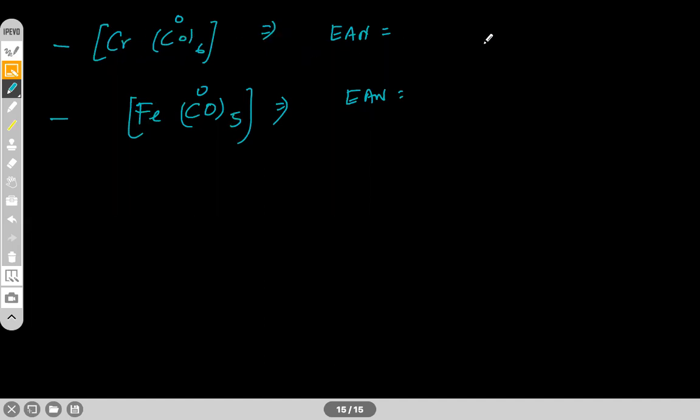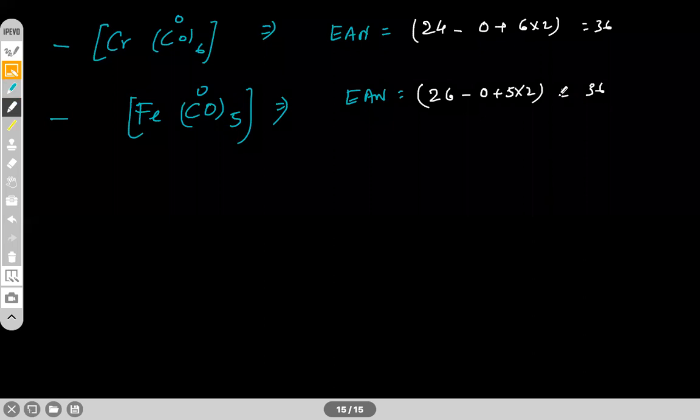24 plus 12, 36. So for this one, the value is 24 minus 0 plus 6 × 2, and this is equal to 36. For this one it is 26 minus 0 plus 5 × 2, and this becomes 36 electrons. Okay, 36 electrons both complexes have, hence they follow the Sidgwick EAN rule, right?